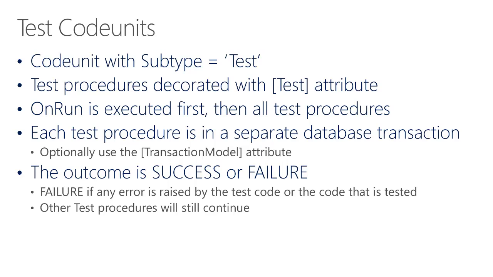So failure, like I said, is raised when any code errors out, and other test procedures will still continue. So if you have 5 test procedures in your code unit, the first one fails, it will just switch over to the next one, etc., etc.